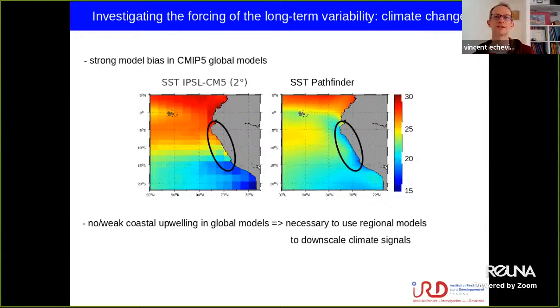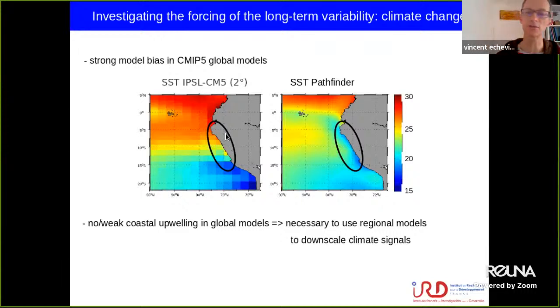If you look, for instance, at the bias, the error done in these climate models, this is an example. Here we took the climate model, which is IPSL CM5, which has 2-degree resolution in the ocean. And when we look at the mean SST, we obtain this. You can see that near the coast, the signature of the upwelling is completely absent. If you compare with Pathfinder data, for instance, you can clearly see this cold water band near the coast. Here it's completely absent. So it means that there is no or very weak coastal upwelling in global models.